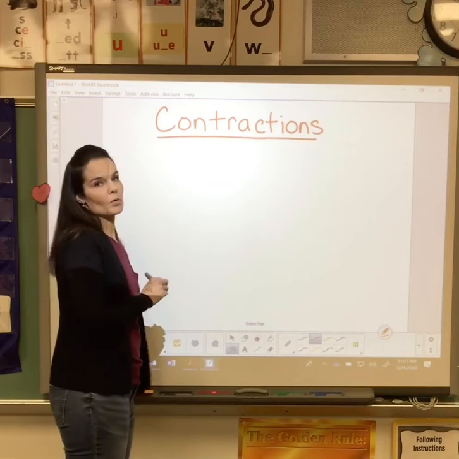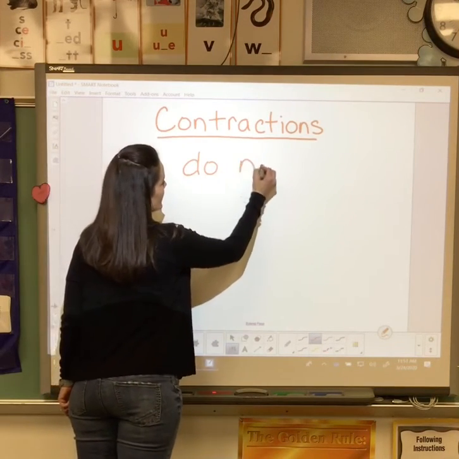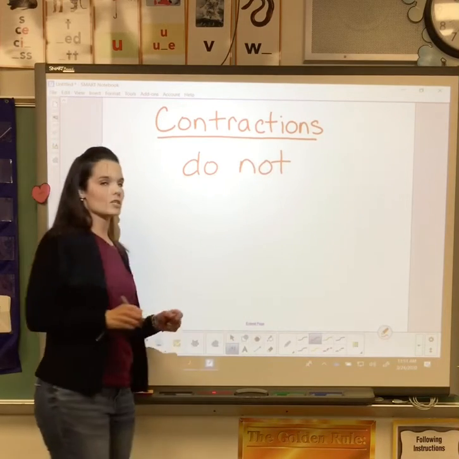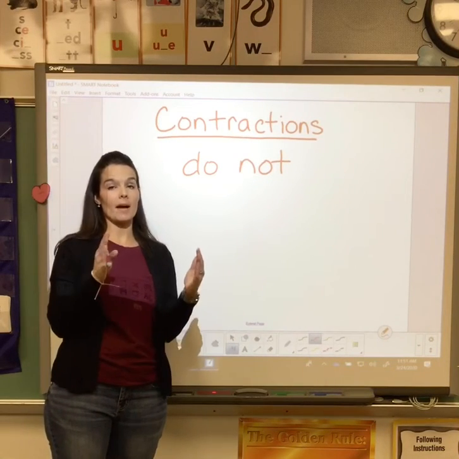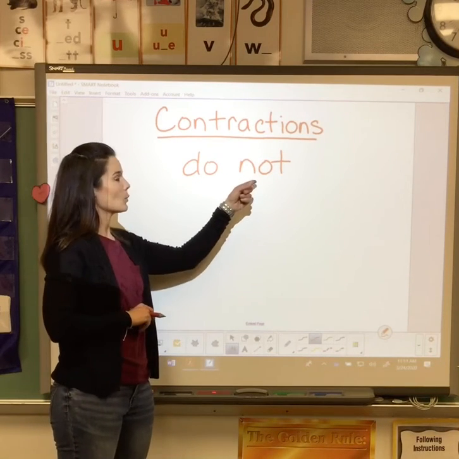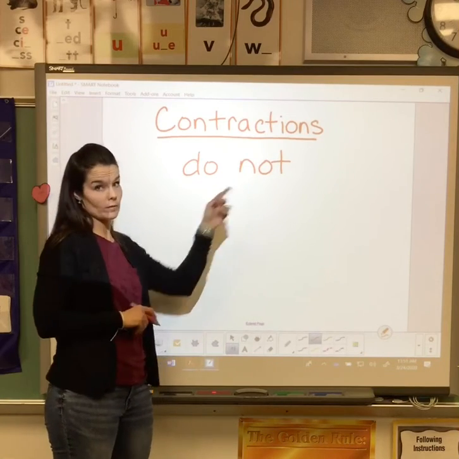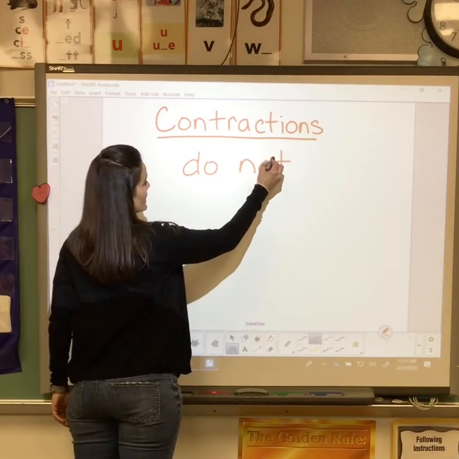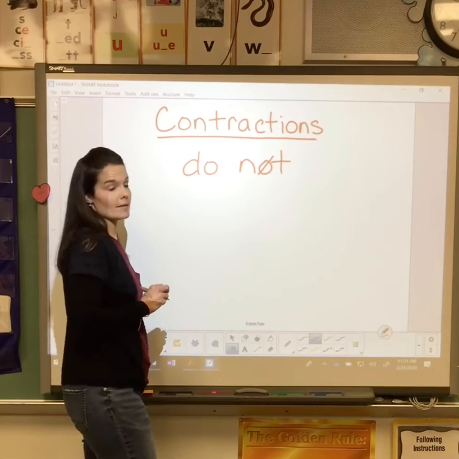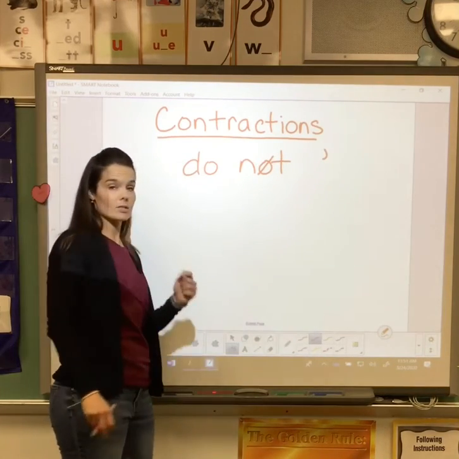The first contraction we're going to review are the words do and not. Now, a contraction is where we take two words and we combine them together to make one new word. And when we make a contraction, we take out one or sometimes more than one letter in the second word. So this time we're going to take out the letter O in the word not. We're going to take out the O and we're going to replace it with a mark called an apostrophe.